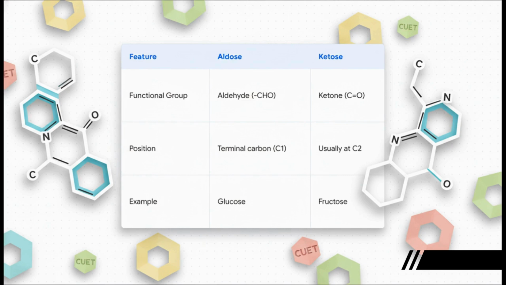Okay, now this slide is where you really need to pay attention. This is the first big difference you have to know, aldose versus ketose. And it all comes down to one thing, the functional group. If it has an aldehyde group, it's an aldose, think glucose. If it has a ketone group, it's a ketose, think fructose. And notice the position. Aldehydes are always at the end, on carbon 1, while ketones are usually tucked inside the chain at carbon 2. This is a guaranteed question area, for sure.